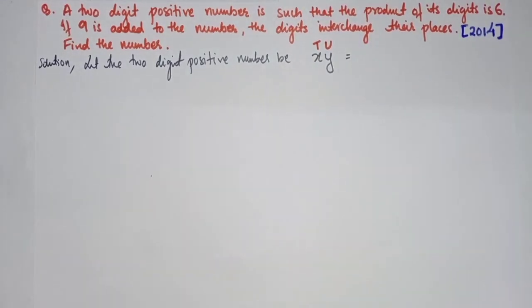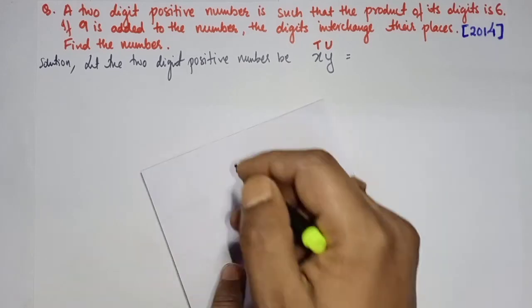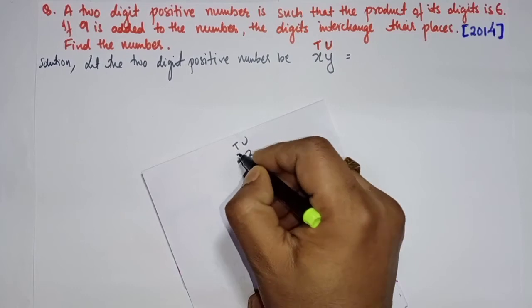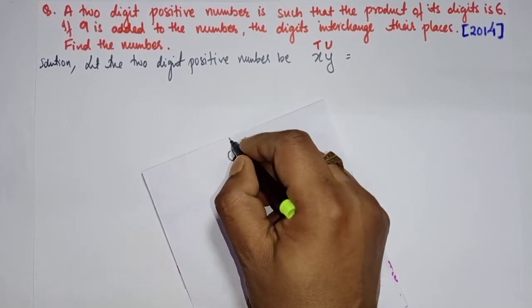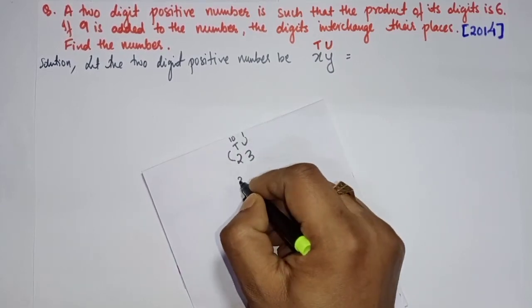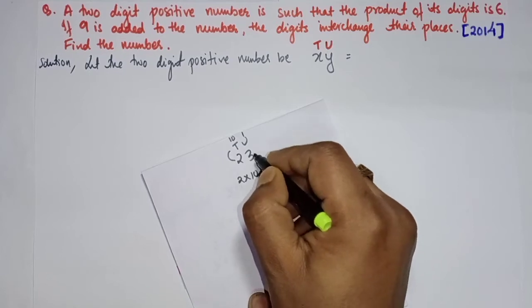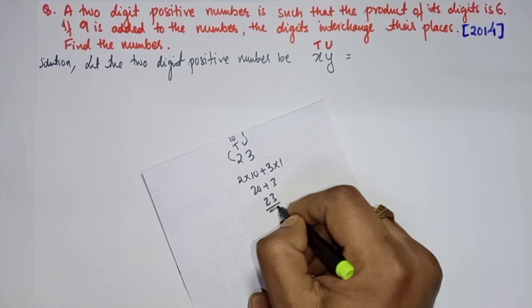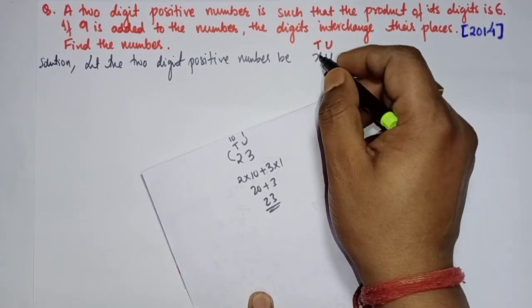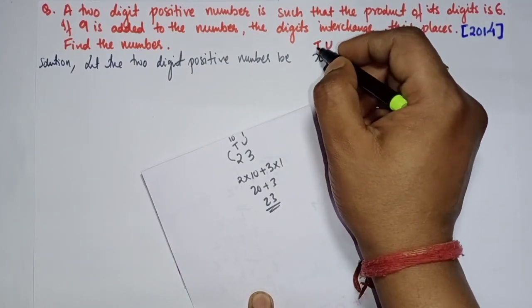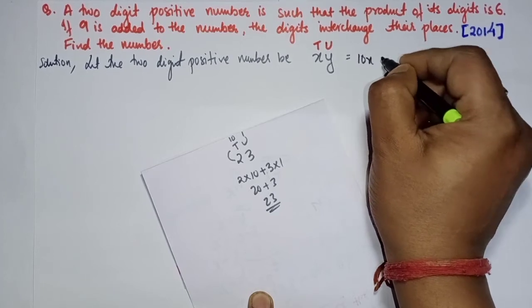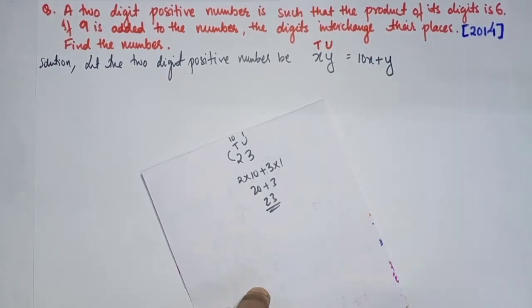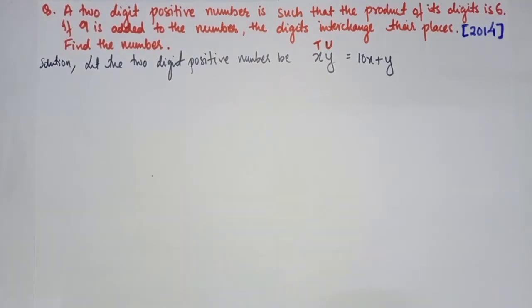I'll show you here what unit and tens mean. Suppose I have 23. This is my unit, this is my tens. So what can I write? 2 into 10 plus 3 into 1. So 20 plus 3 is your 23. Similarly, this will be 10 into x, 10x, plus y into 1, y. So I got 10x plus y.